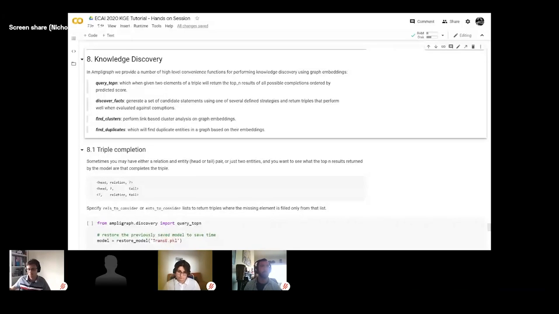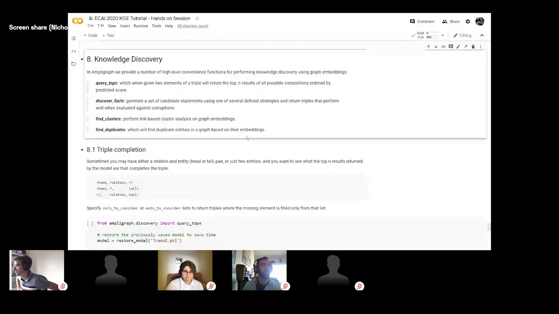Discover facts is, again, a bit more high level. So you want to generate a set of candidate statements which are generated using some defined strategies just to pare down the number of possibilities, and return triples that perform well when evaluated against corruptions. So this is a graph completion kind of task, if you suspect that you have facts in your knowledge graph that aren't there. And then we also include find clusters, which will perform link-based cluster analysis on graph embeddings. There is a function find duplicates, which will try and find and disambiguate entities in a graph with embeddings, although I won't be covering that one here.